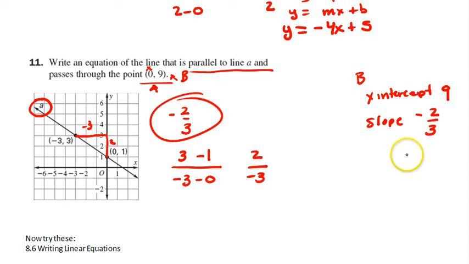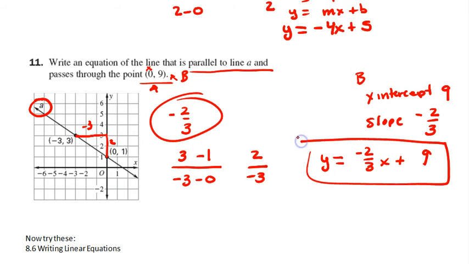Now I can write an equation for line B, which would be y equals -2/3 x plus 9. So this is the equation for a line that is parallel to line A and passes through point 0,9.